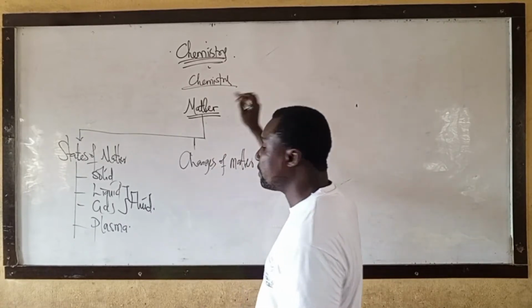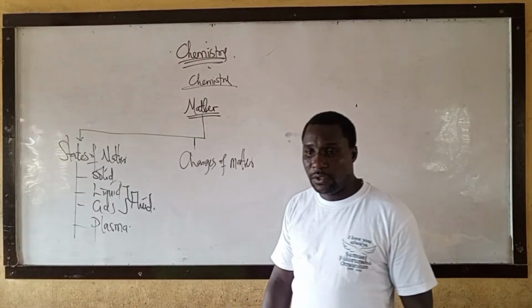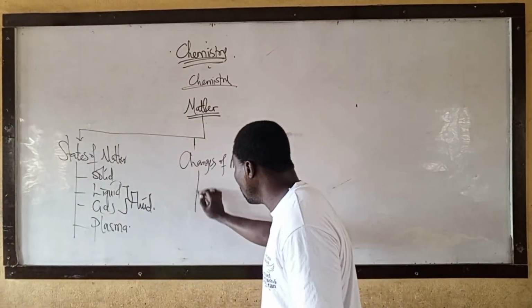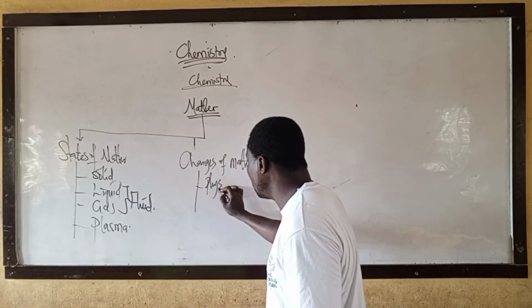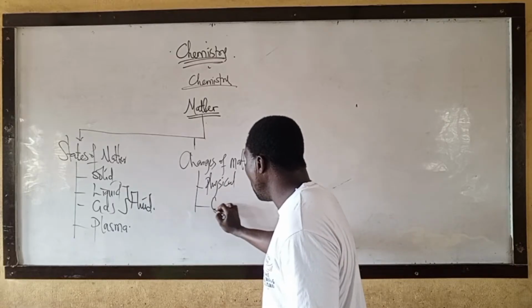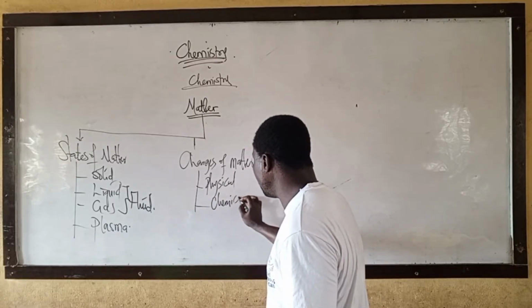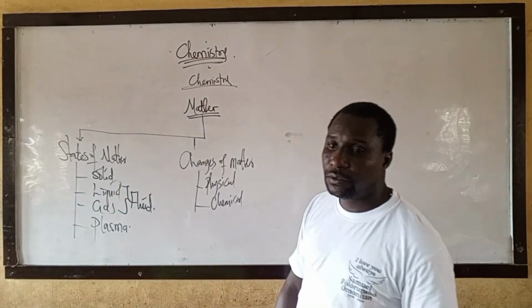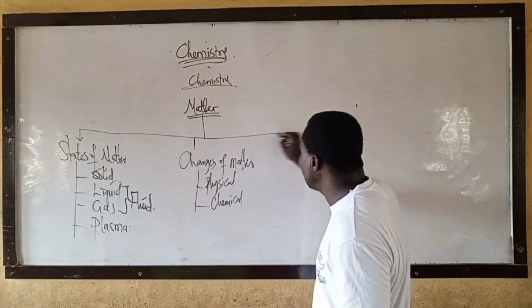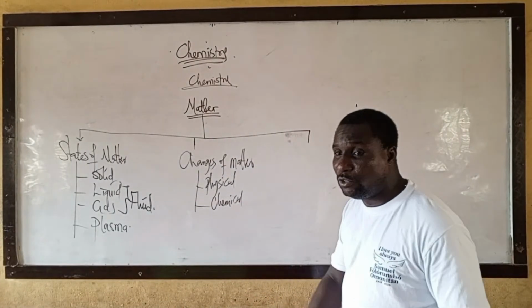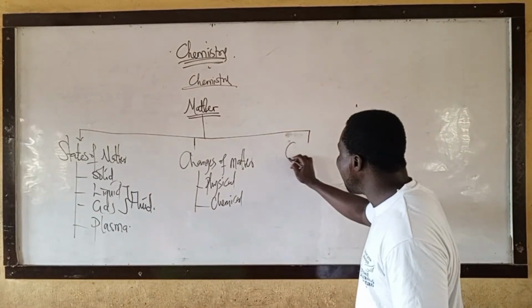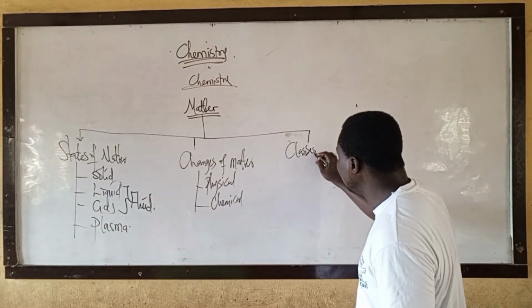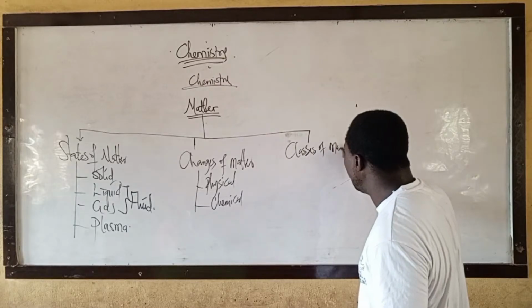Changes of matter. You have to know this. What are the changes of matter? We have physical change, and we have chemical change. And what is another thing you have to know under chemistry? You have to know classes of matter.